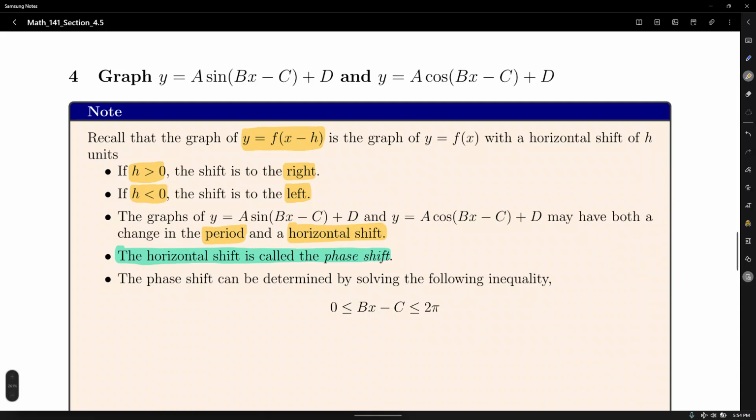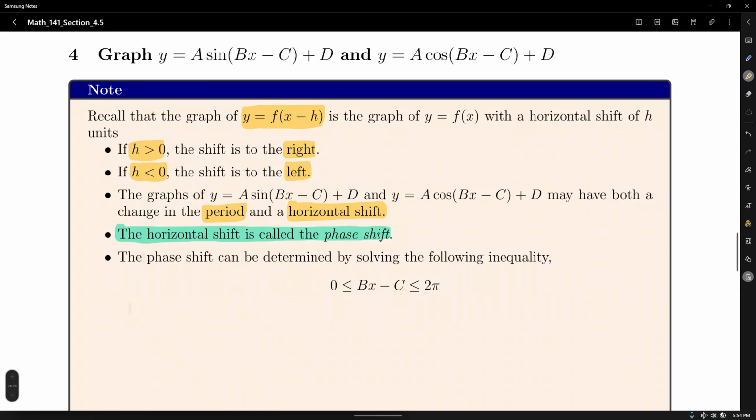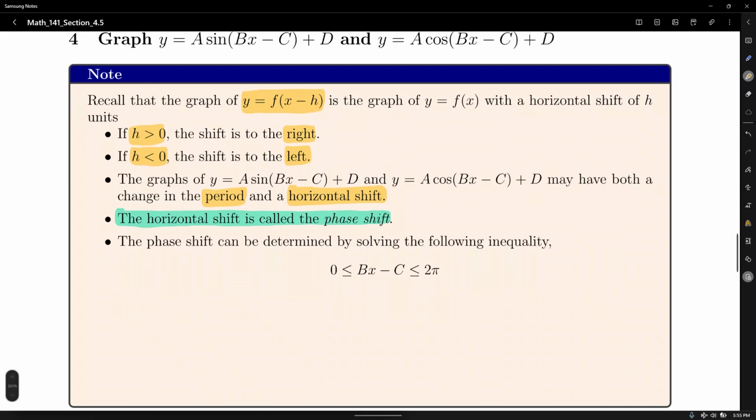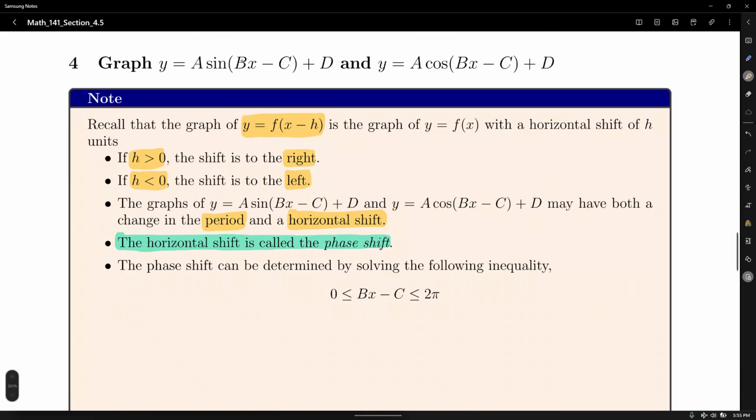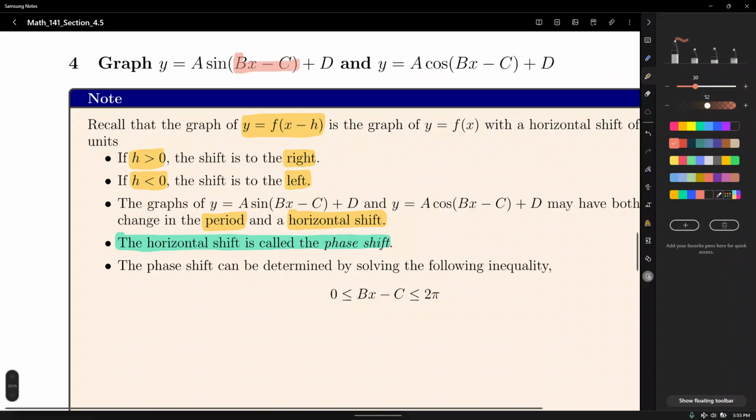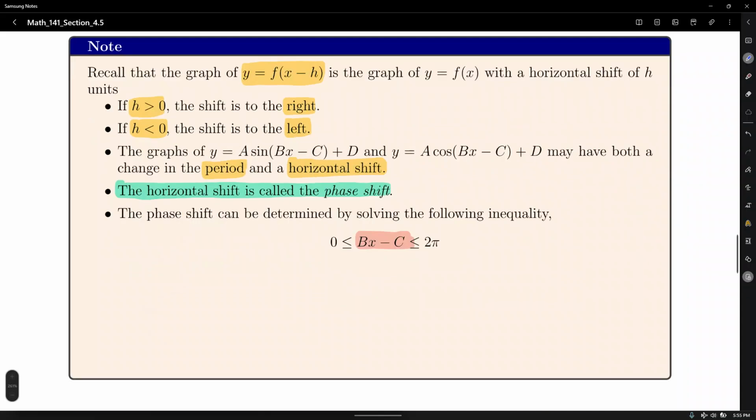Now here is where the graphing utility, especially GeoGebra, will come into play, because to be honest, graphing this by hand may not be an easy process. To come up with an interval for one single period may be a little tricky this time. So again, we want to set bx minus c bounded between 0 and 2 pi, and solve the compound inequality for the variable x.